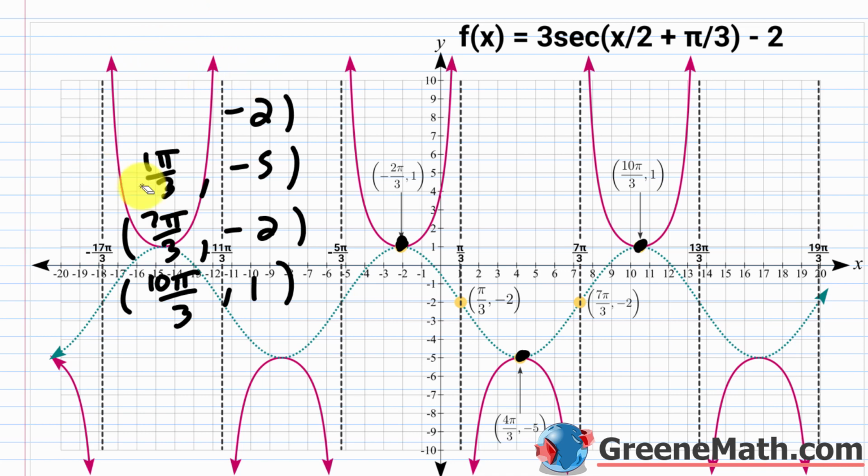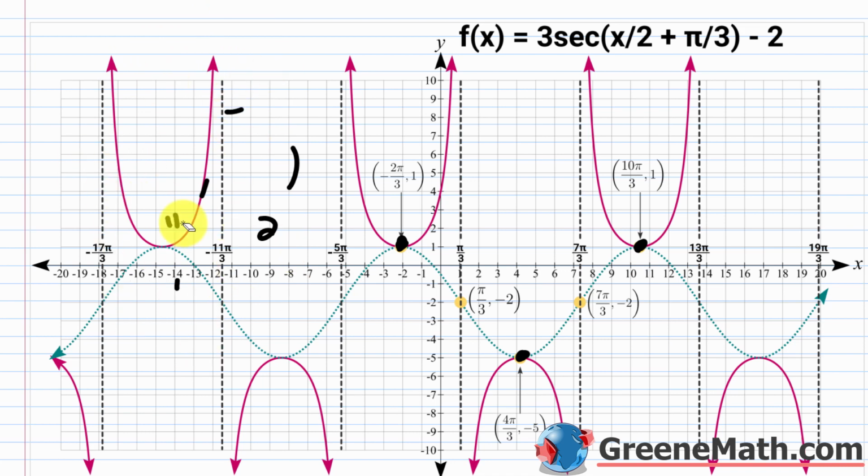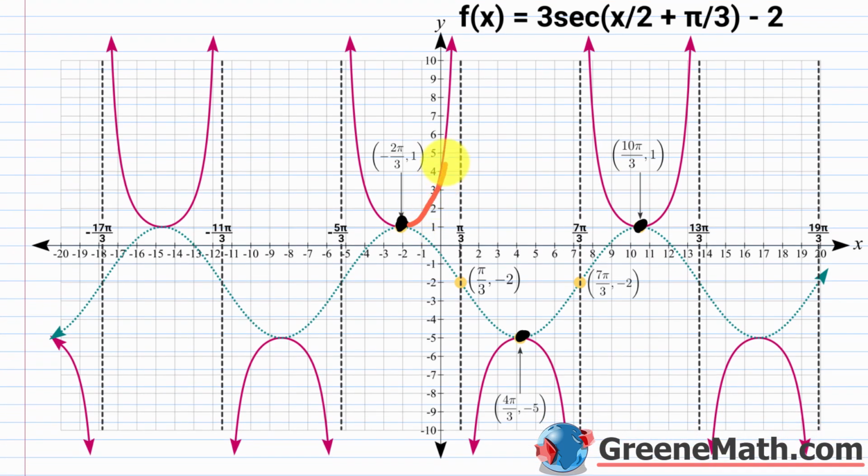So let me get rid of this, and we can just sketch this guy real quick. So we know that, again, this is a hill, so this is a valley. This is a valley, so this is a hill. And then this is a hill, so this is a valley. So I'm just going to sketch this to where it approaches the vertical asymptote, but doesn't touch it. Same thing here. Approach, but not touch it. So that right there. And then we'll do this one right here. So approach, but not touch it.